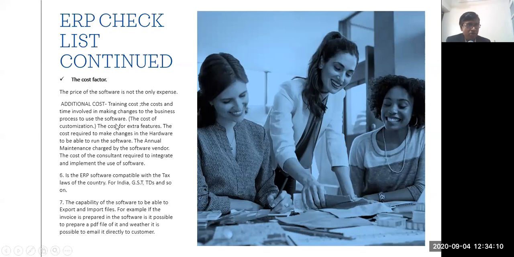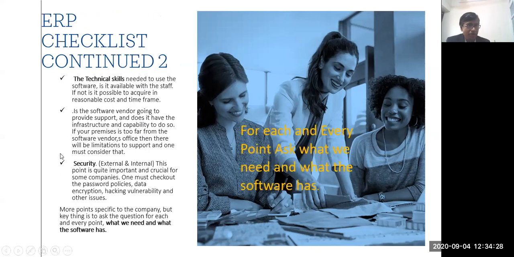which you could call the cost of customization, the cost for extra features, the cost required to make changes in the hardware to be able to run the software, annual maintenance charged by the software vendor, cost of the consultant required to integrate and implement the use of the software.